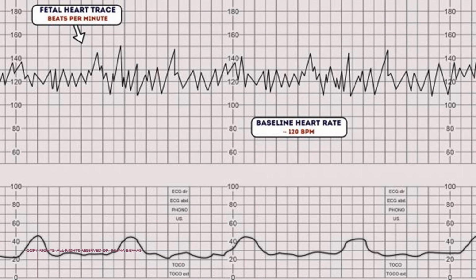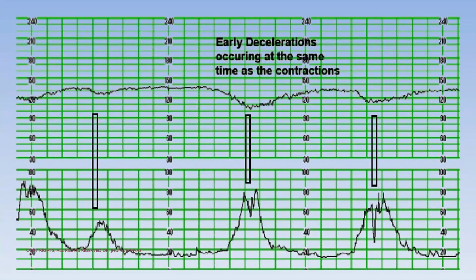They are classified based on the relationship with the uterine contraction. For example, if you see a deceleration whose start, peak, and end coincide with the start, peak, and end of the uterine contraction, that indicates an early deceleration. And usually we see early deceleration in the late first stage of labor or in the second stage of labor, because head compression stimulates the vagus nerve, which can slow down the fetal heart rate.